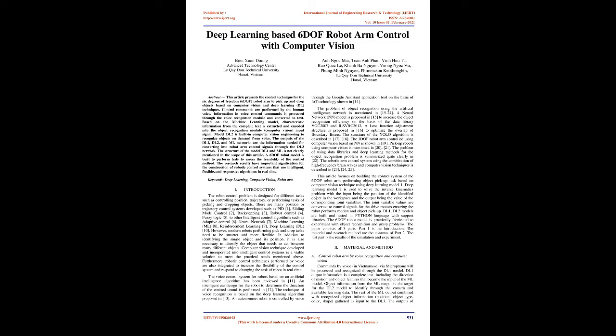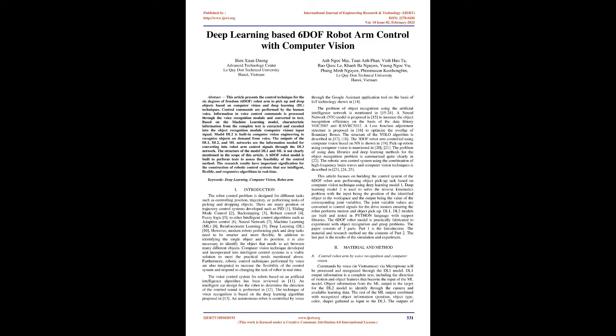Information in voice control commands is processed through the voice recognition module and converted to text. Based on the machine learning model, characteristic information from the complete text is extracted and encoded into the object recognition module, computer vision, input signal. Model DL2 is built in computer vision engineering to recognize objects on demand from voice.